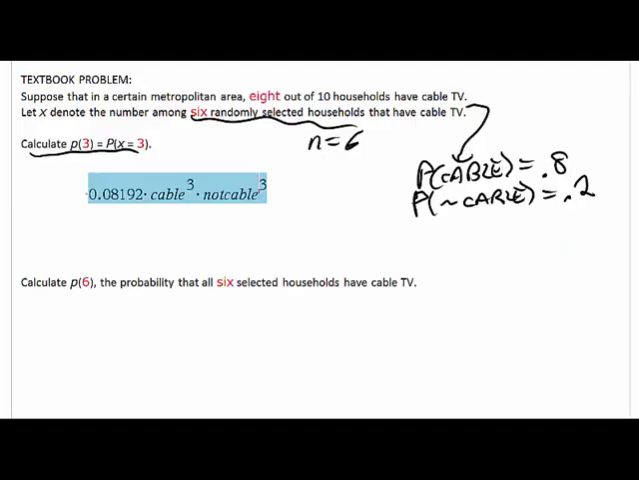So our probability in this case, what is the probability that 3 houses have cable? That's the 0.08192. So what about the probability that all 6 houses have cable? Well, what's lovely is that is exactly the same situation, the exact same polynomial. I just need to pull off a different term.